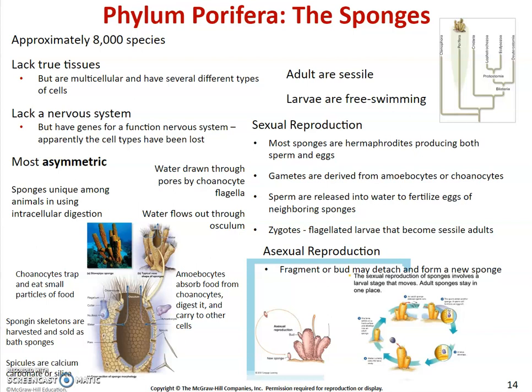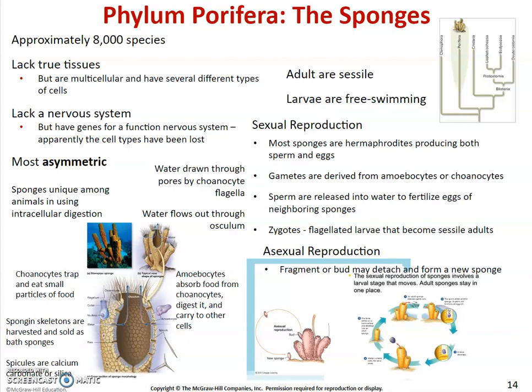And then once they meet and a zygote forms, the larvae that form become flagellated and they swim through the ocean. And it's not until they plant themselves and start to undergo their development that they become stationary, or sessile, adults. These sponges are so unique because they have intracellular digestion, but they don't have a body cavity. So they have no true tissues, just these cells.